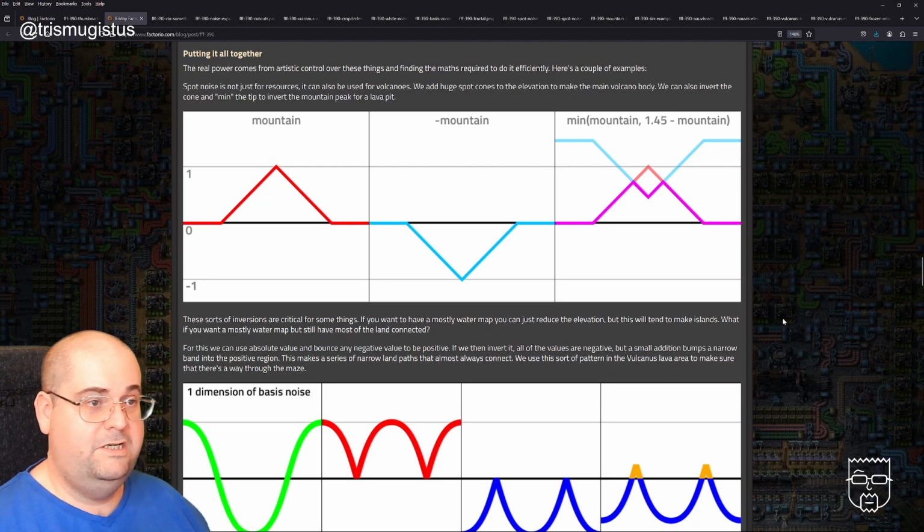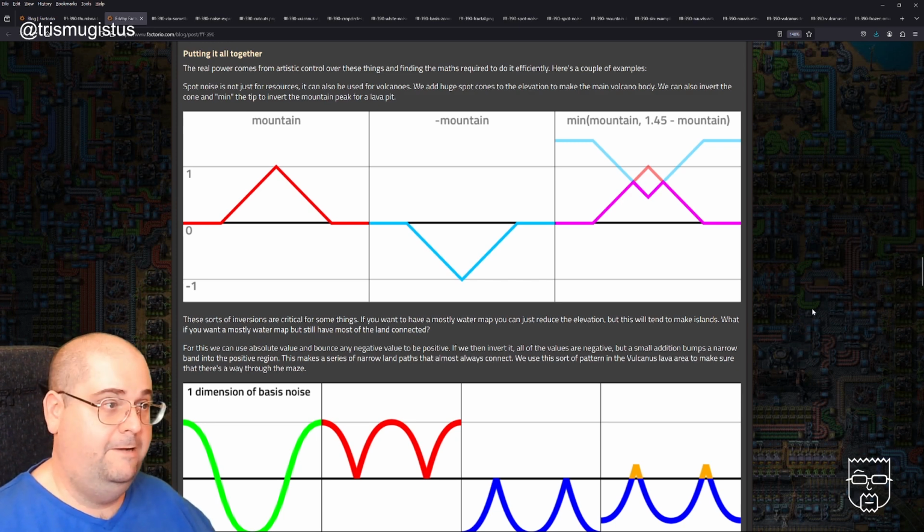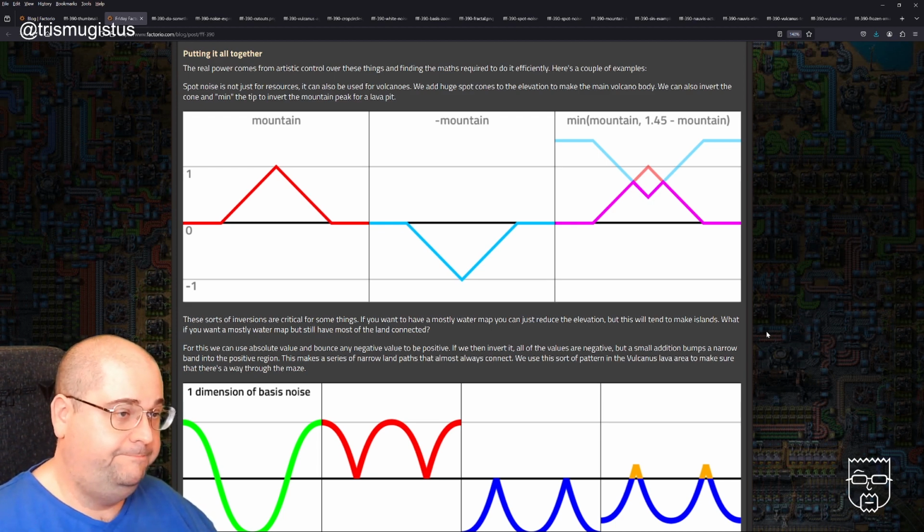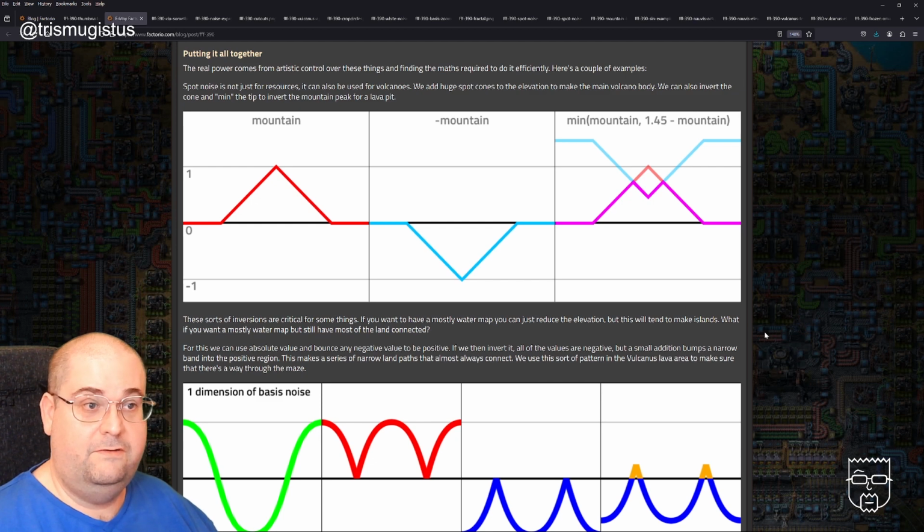Putting it all together, the real power comes from artistic control over these things and finding the maths required to do it efficiently. Here's a couple of examples. Spot noise is not just for resources, it can also be used for volcanoes. We add huge spot cones to the elevation to make the main volcano body. We can also invert the cone and min the tip to invert the mountain peak for a lava pit. This figure is just showing it.